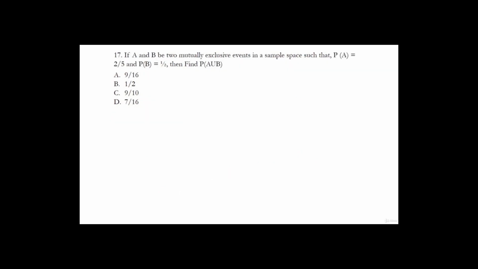If A and B are two mutually exclusive events in a sample space such that P of A is equal to 2 by 5 and P of B is equal to 1 by 2, find P of A union B. So it is told that they are mutually exclusive, that is, there is no overlapping between these two events. So P of A union B will be 2 by 5 plus 1 by 2, which is 4 by 10 plus 5 by 10, which is 9 by 10. So option C is the correct answer.